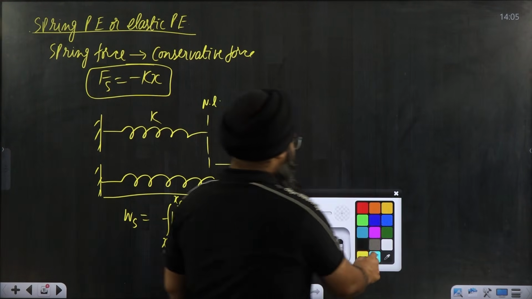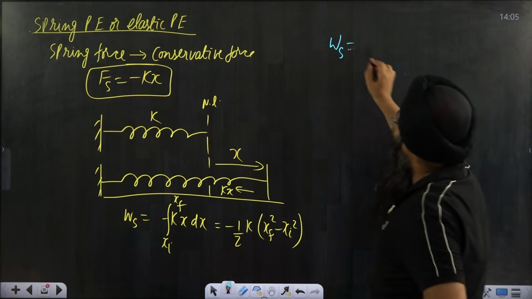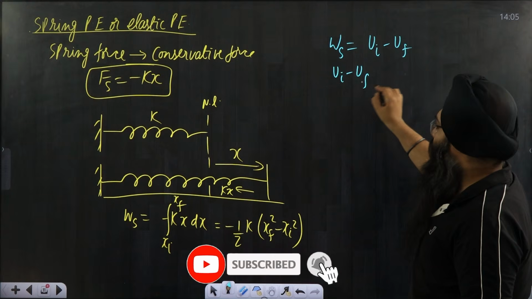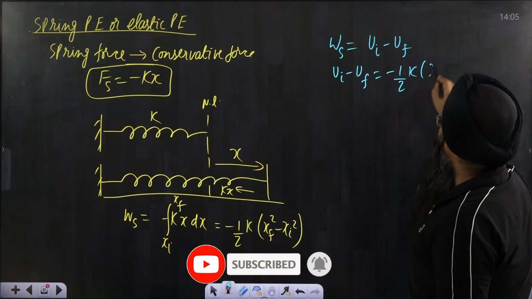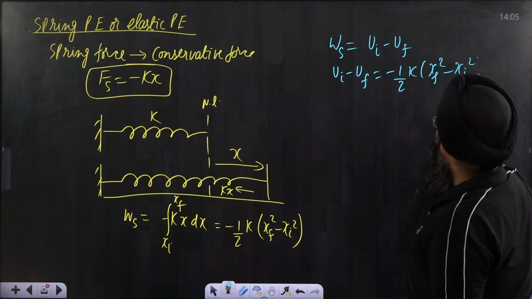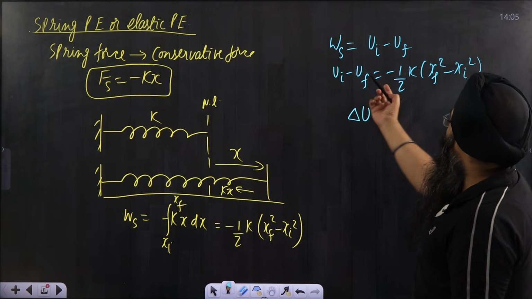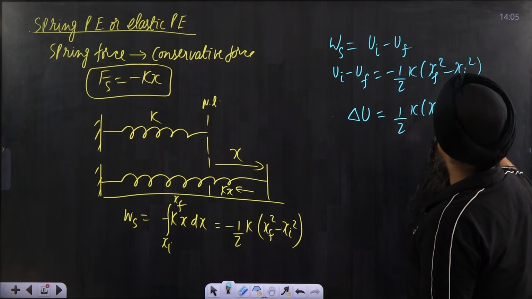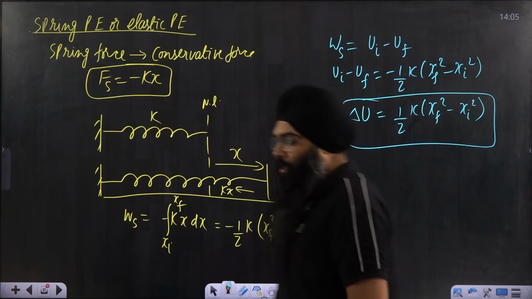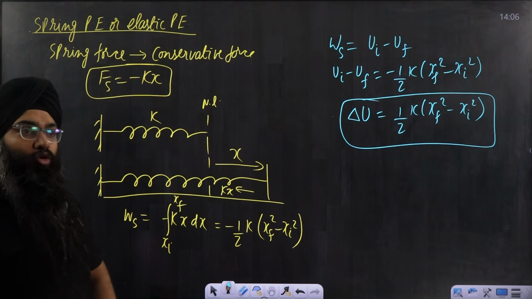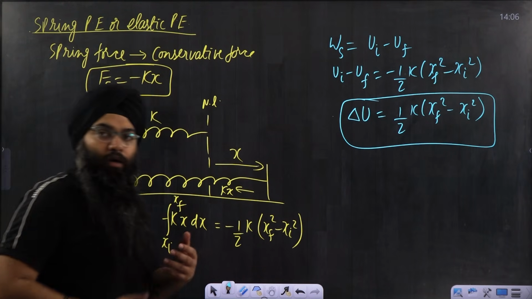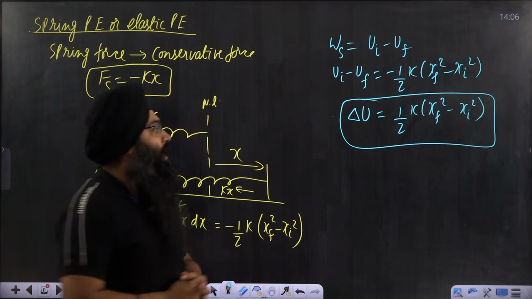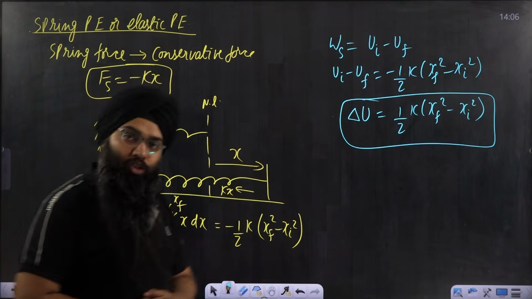Now I already know that the work done by the spring can be written as, again, U initial minus U final. So U initial minus U final will be equal to minus of half k into x final square minus x initial square. So I will write the change in potential energy, U final minus U initial, will be half k into x final square minus x initial square. This is basically the change in potential energy in the case of a spring. So I have told you the change in potential energy in the case of gravity, and I have also discussed the case of a spring: half k x final square minus x initial square.